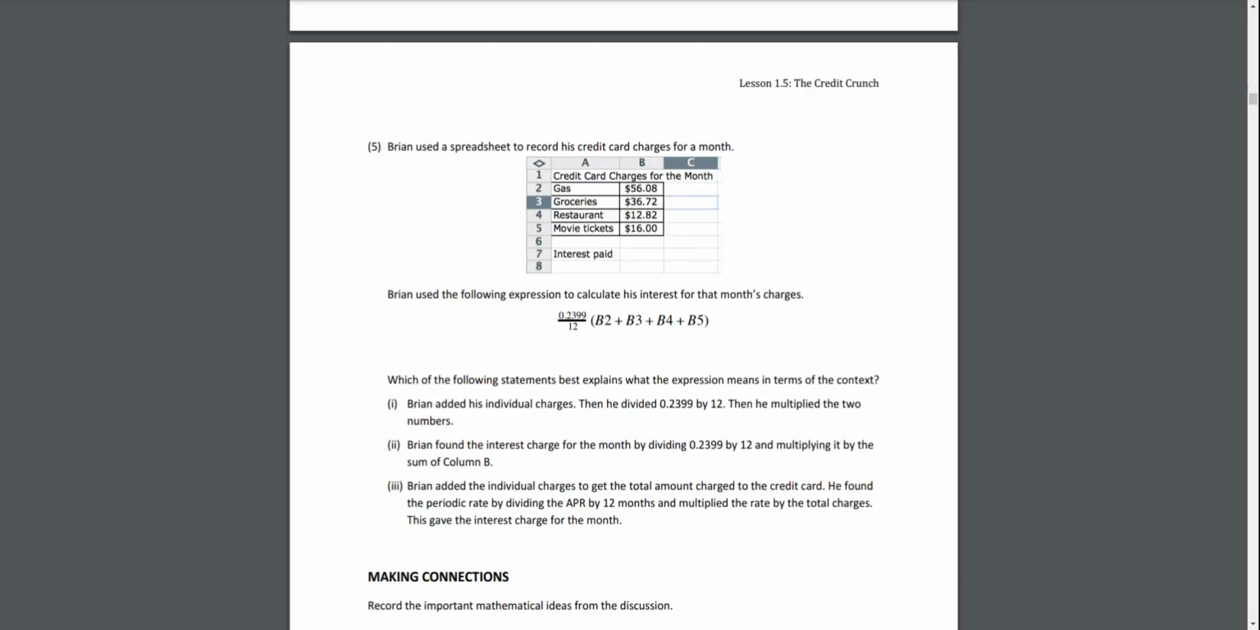$36.72. You might want to take a minute and rewrite this equation by substituting in for each cell name the value that it's equivalent to.